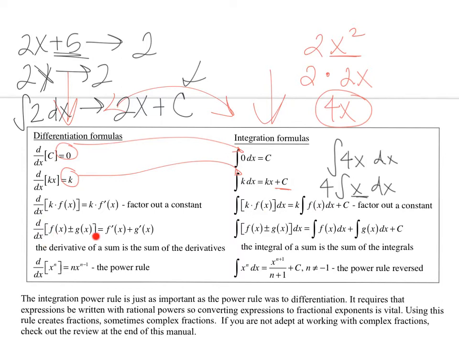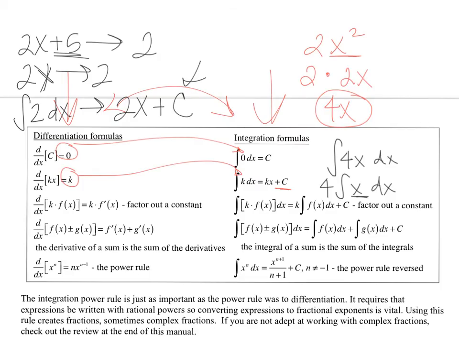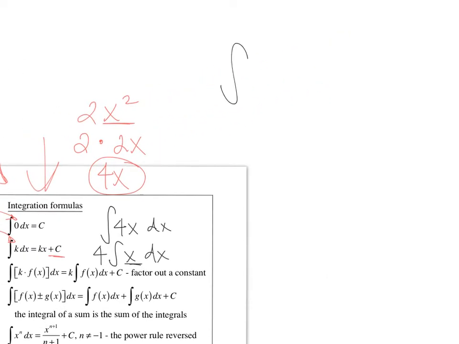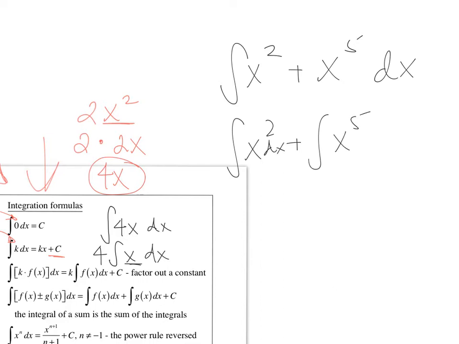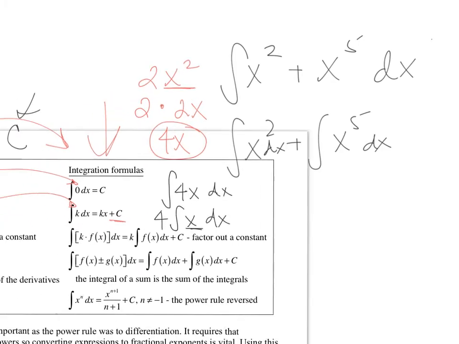All right. So the derivative of a sum or difference was the sum or difference of the derivatives. Same thing for integrals. The integral of a sum or difference is the sum or difference of the integrals. So if you are integrating x squared plus x to the 5th dx, you can integrate x squared plus you can integrate x to the 5th, and dx is on both of those. Okay, so that's what that other rule says.